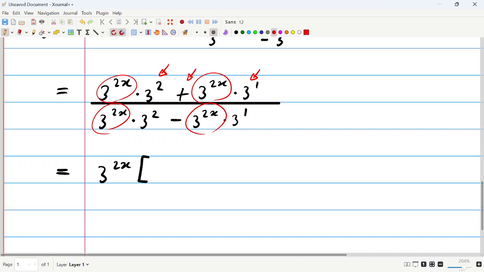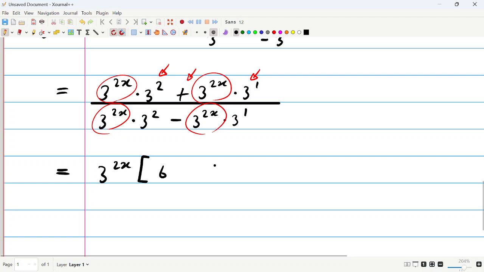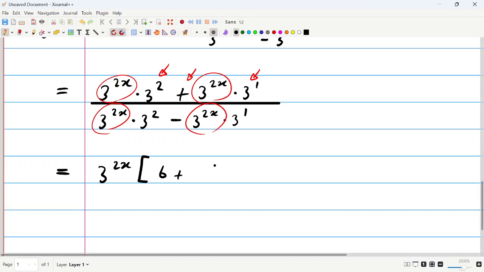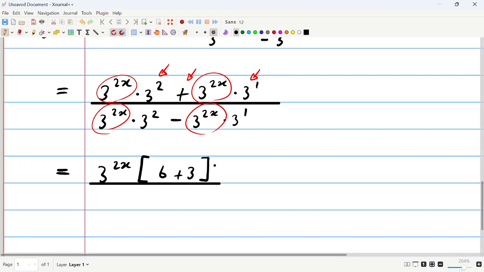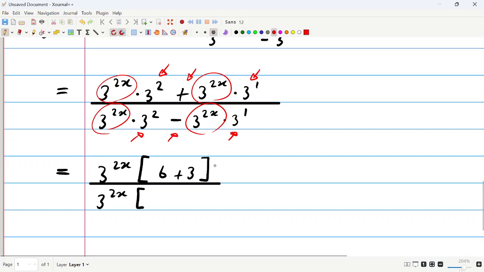Okay, so I'm just going to do that. So 3 to the power of 2, which is equal to 6, plus 3 to the power of 1, which is equal to 3. Okay, and then from here, we are going to say divided by 3 to the power of 2x, which is also the common factor here. And then from here, we are just going to show what we are left with. So it's going to be 3 to the power of 2 minus 3 to the power of 1. That is what we are left with.